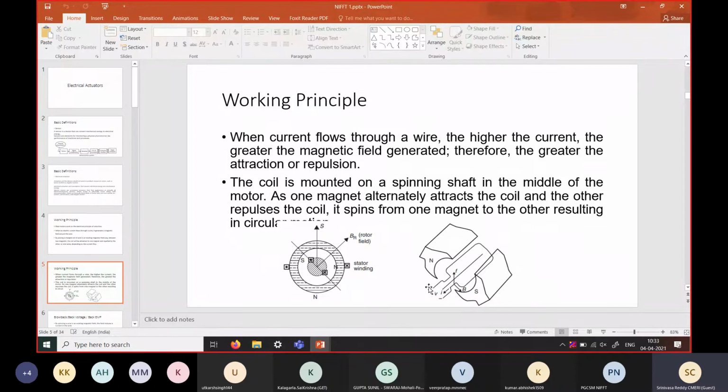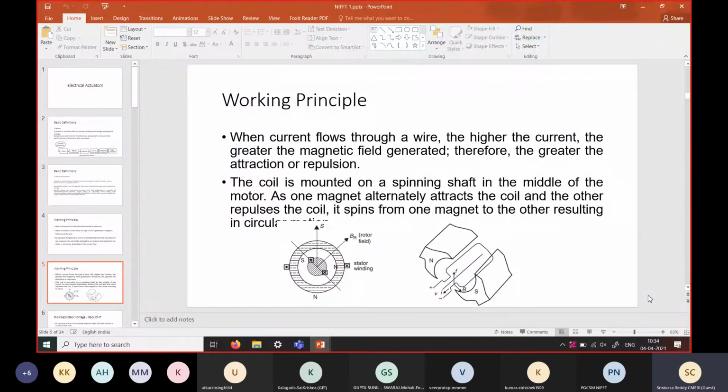Assume there are two contacts here, plus and minus, supplying the electrical field to the coil. When this rotates by 180 degrees, the lead which was in contact with the positive terminal comes towards the negative terminal, and the negative terminal goes to the positive terminal. In this way the electrical field is reversed and a continuous torque can be produced. So now we understand that this continuous torque is achieved through the action of commutation.